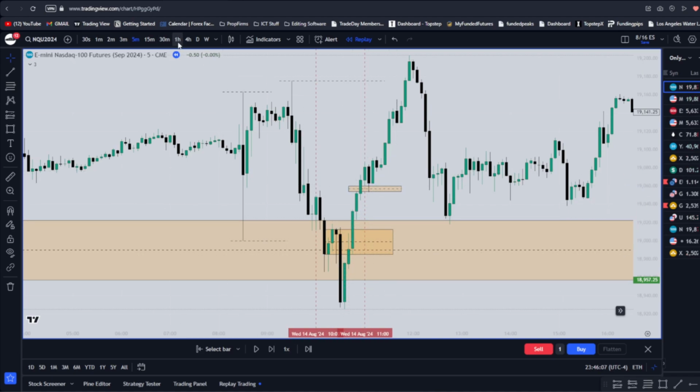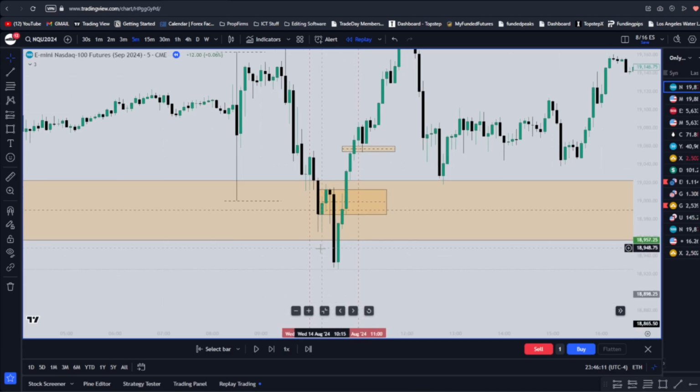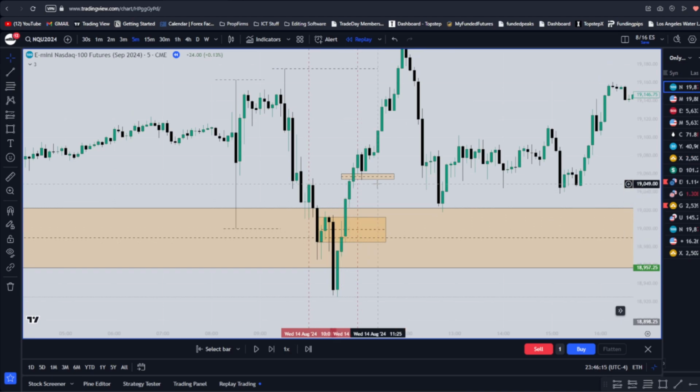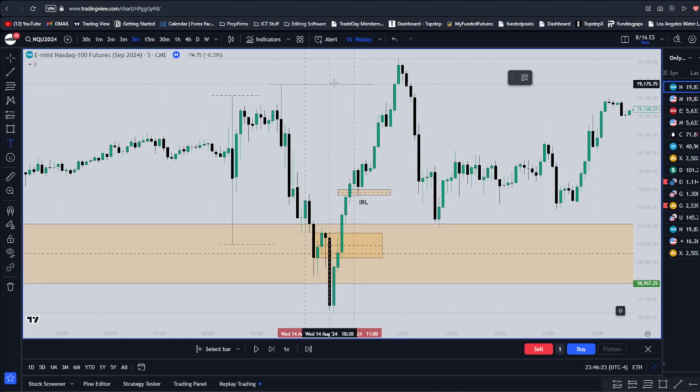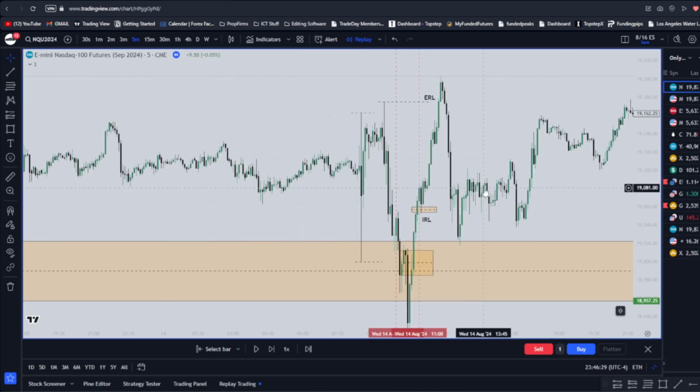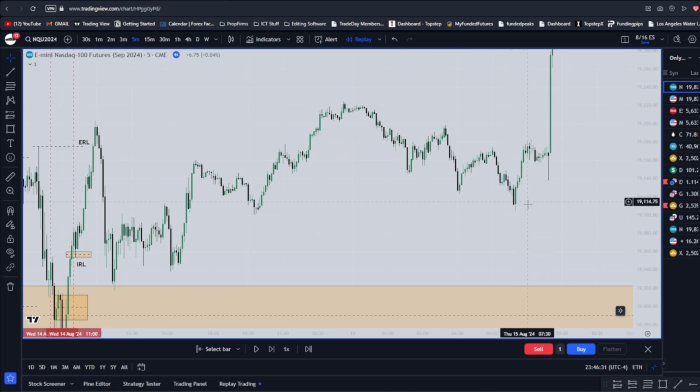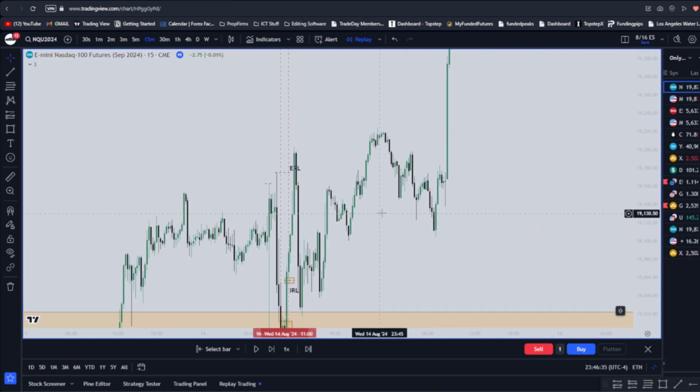Okay, and remember our delivery, we're coming off of external range liquidity. We're coming up, we're creating internal range liquidity right here. And then we're going back out to external. That's our delivery. Just combining all of those things. And then finally, I'll look at Thursday.